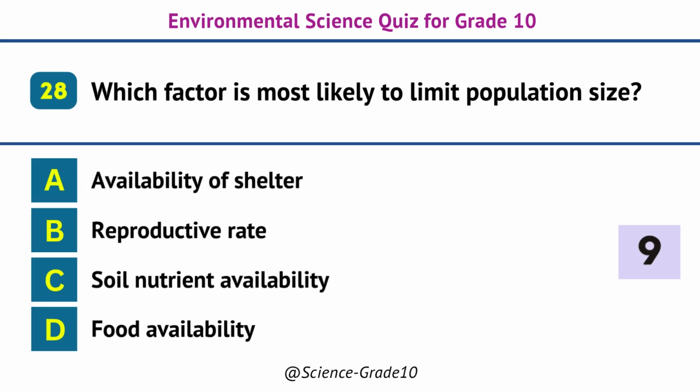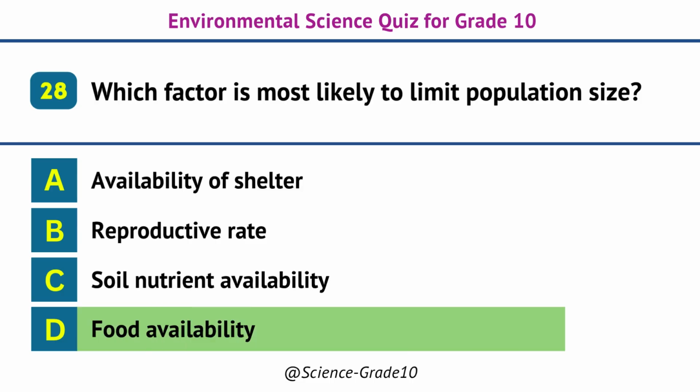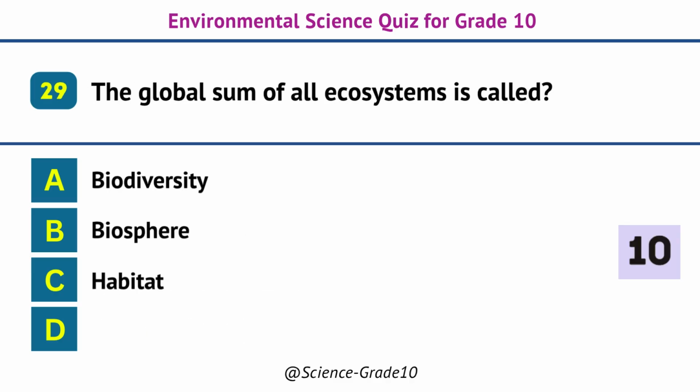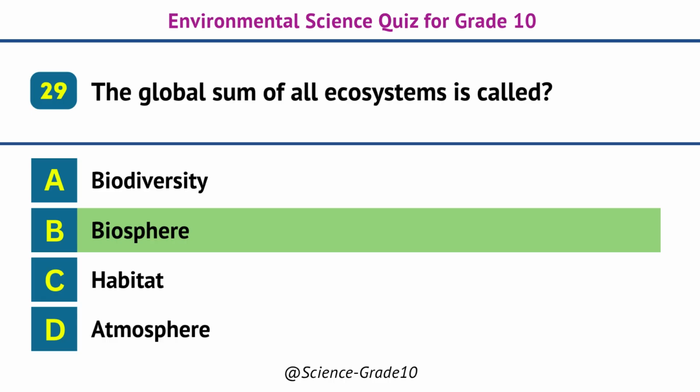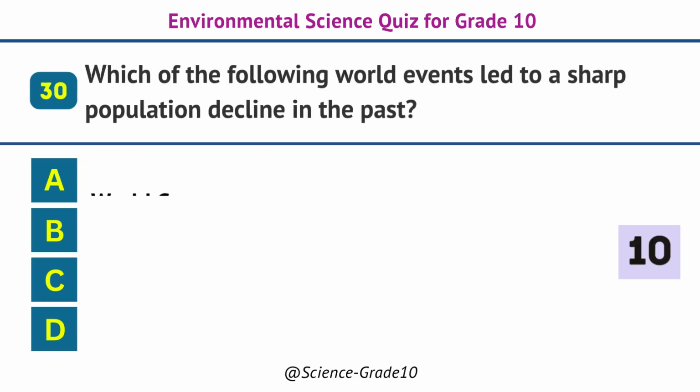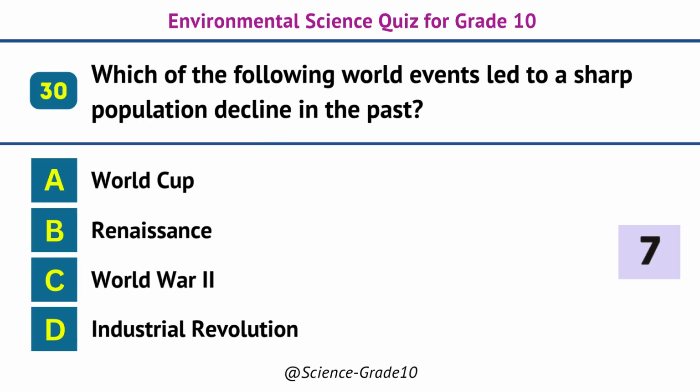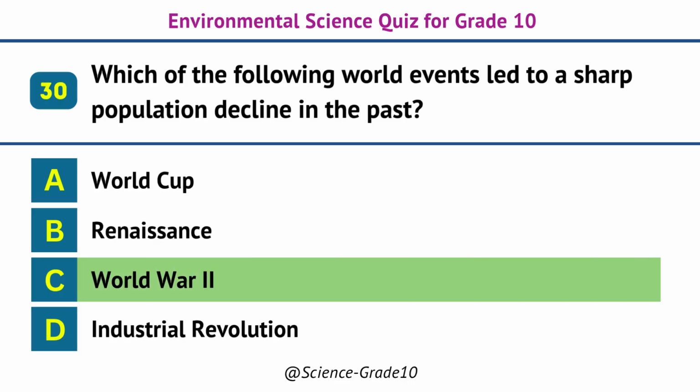Which factor is most likely to limit population size? Food availability. The global sum of all ecosystems is called biosphere. Which of the following world events led to a sharp population decline in the past? World War II.